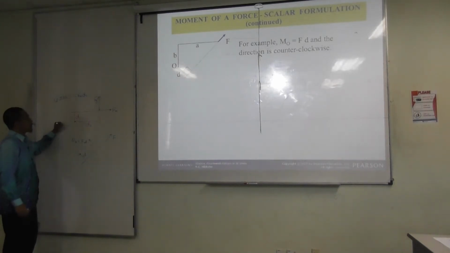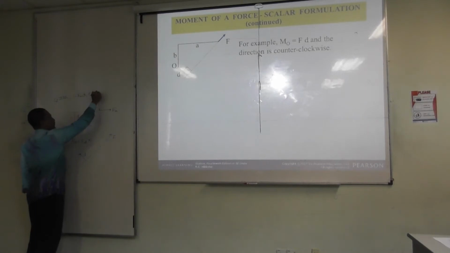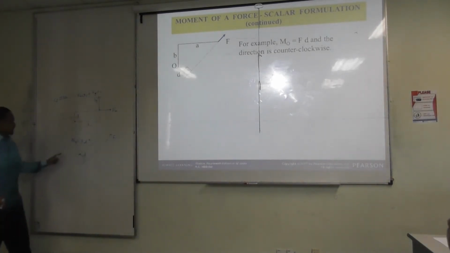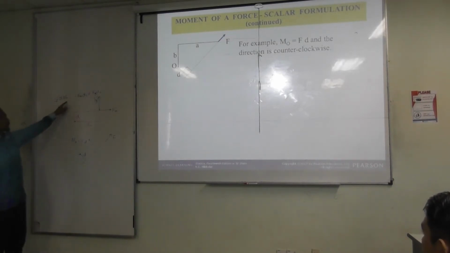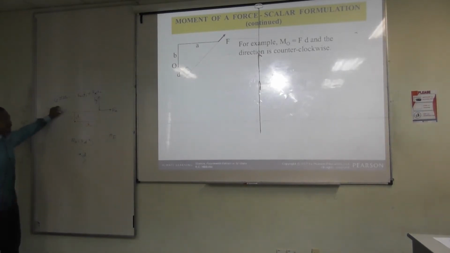Why positive? It's counterclockwise, right? So positive Fy d2, right? And the answer should be the same. And the answer should be positive because this obviously is counterclockwise, right? So this will be what we normally do in our calculation. Even though the answer is the same, this will be much easier to do because this one is much easier to detect from any diagram.